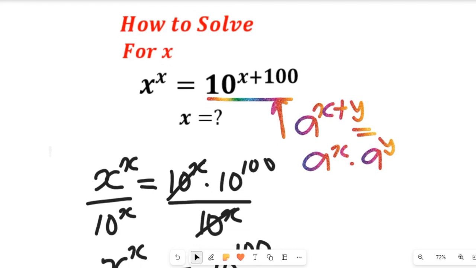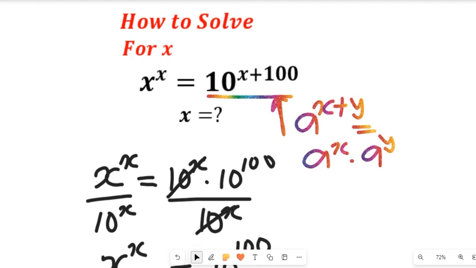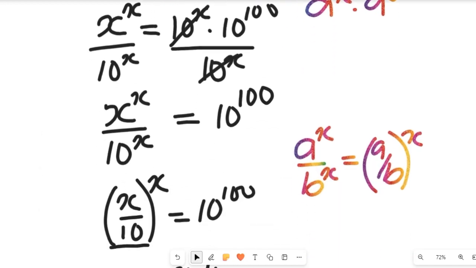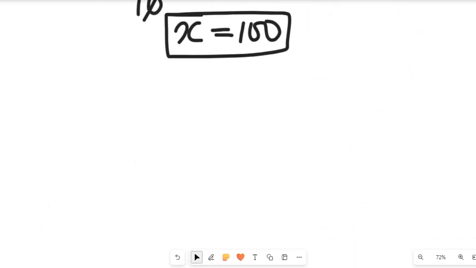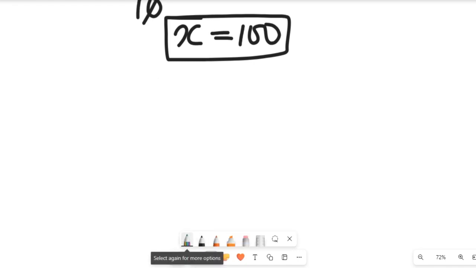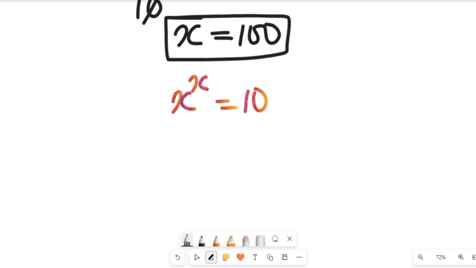Now I want you to look at something. Let's test to see if that solution is actually correct. What is our initial question given? We are given x to the power of x equal to 10 to the power of x plus 100. Now if we insert the value of x equal to 100, will the left hand side be equal to the right hand side? Let's see.